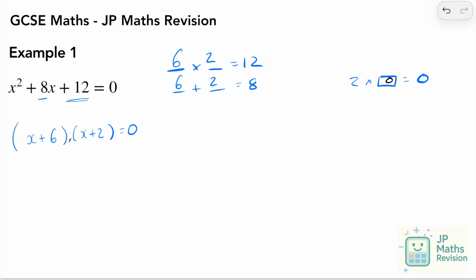For these two brackets to multiply to make 0, at least one of the brackets needs to be equal to 0. So for x plus 2 to be equal to 0, x is equal to minus 2, because minus 2 plus 2 is 0. And for x plus 6 to be equal to 0, x must be equal to minus 6, because minus 6 plus 6 is 0. So for these monic quadratics, when we factorise, all we really have to do is flip the sign, and that is what x is equal to. Okay, so x is minus 6 and x is minus 2.